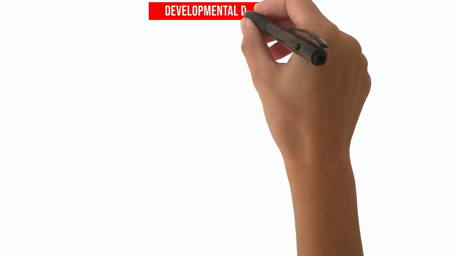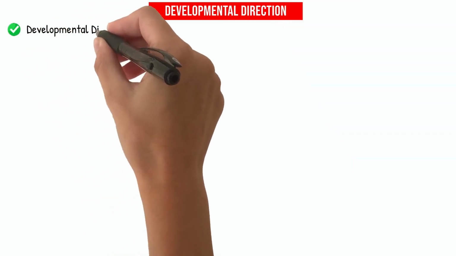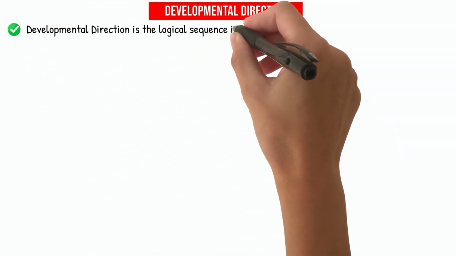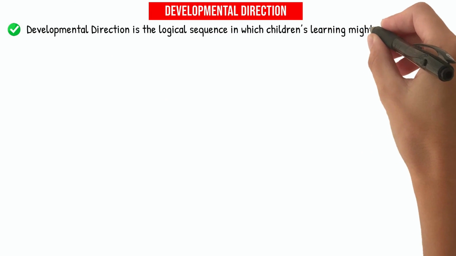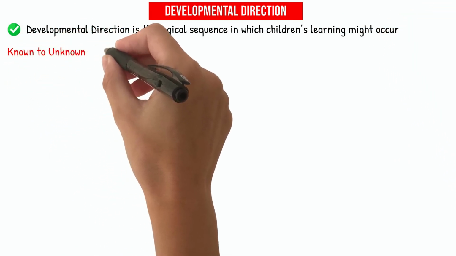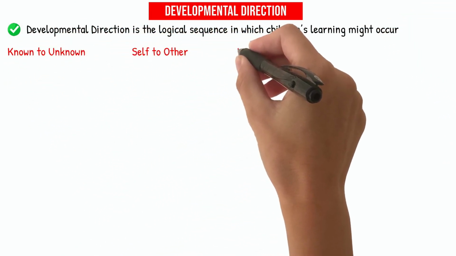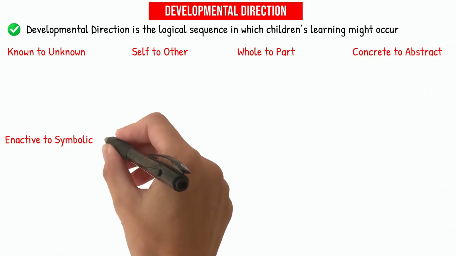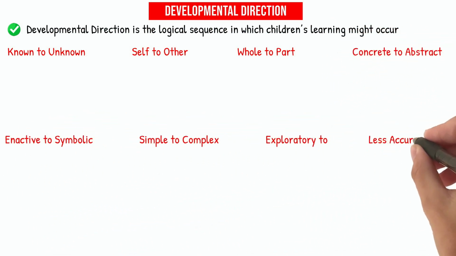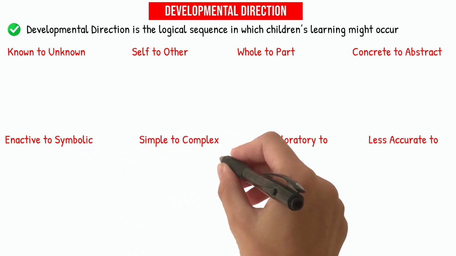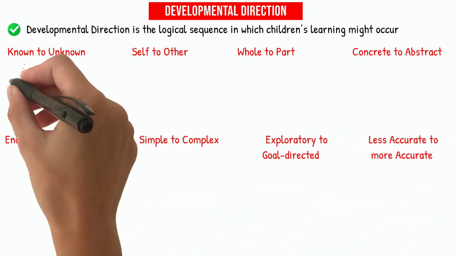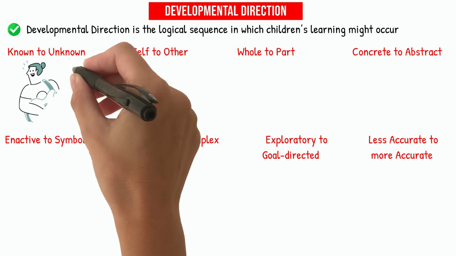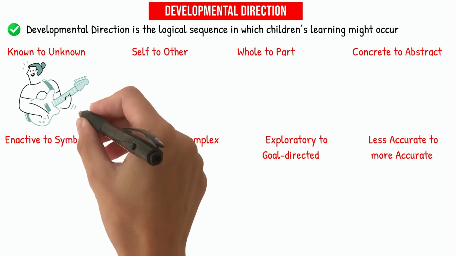Developmental direction. Developmental direction is the logical sequence in which children's learning might occur. This sequence follows some principles, including known to unknown, self to other, whole to part, concrete to abstract, inactive to symbolic, simple to complex, exploratory to goal-directed, and less accurate to more accurate. Known to unknown means that children learn new skills by building upon what they already know.